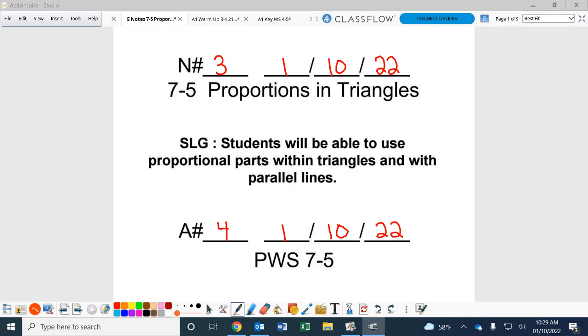Okay, so we're going to be doing proportions and triangles. You're going to see this on parallel lines as well as we go forward. This is all proportions. It's usually a good day. People tend to do well on this.